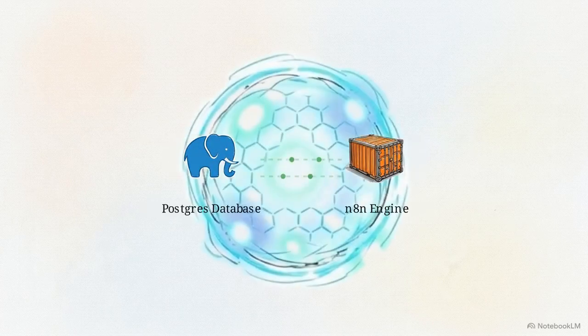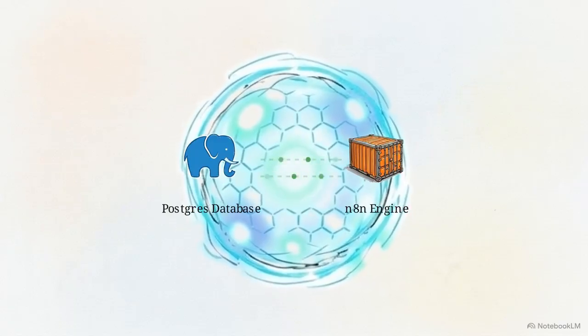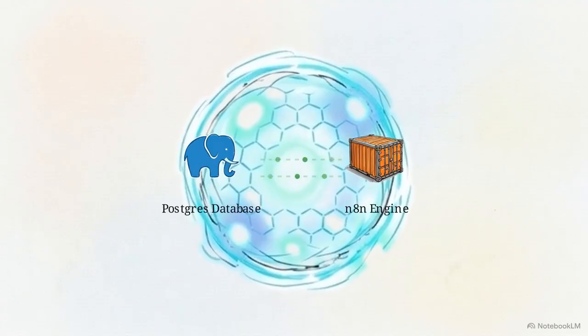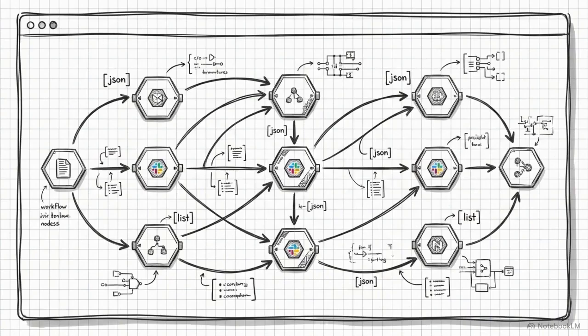By running n8n locally and connecting it directly to an on-premise Postgres database, the system remains blocked off from external internet traffic. To initialize this environment, we execute a single Docker run command, mapping to port 5678. In 3 minutes, the container spins up, granting immediate localhost browser access to the editor.